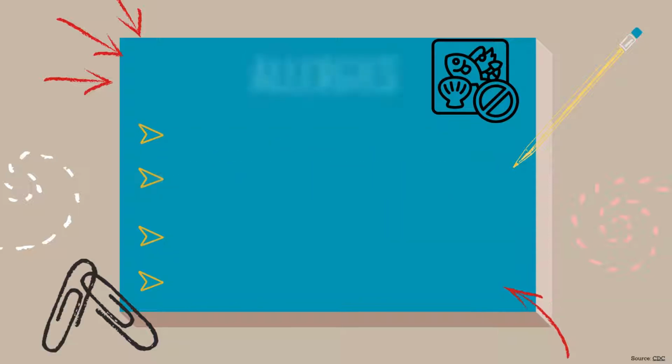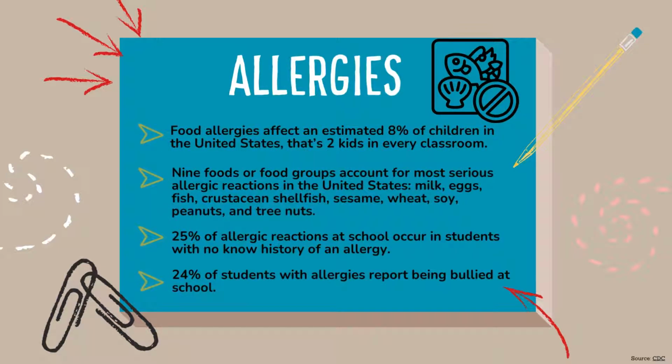In the United States, food allergies affect 8% of all children, about 2 kids in every classroom. 9 foods or food groups account for most serious allergic reactions in the United States: milk, eggs, fish, shellfish, sesame, wheat, soy, peanuts, and tree nuts.